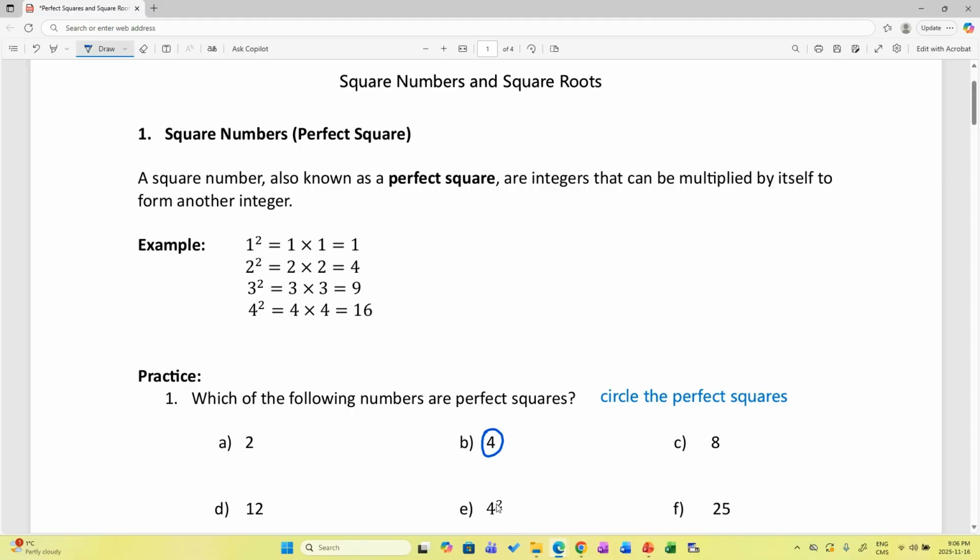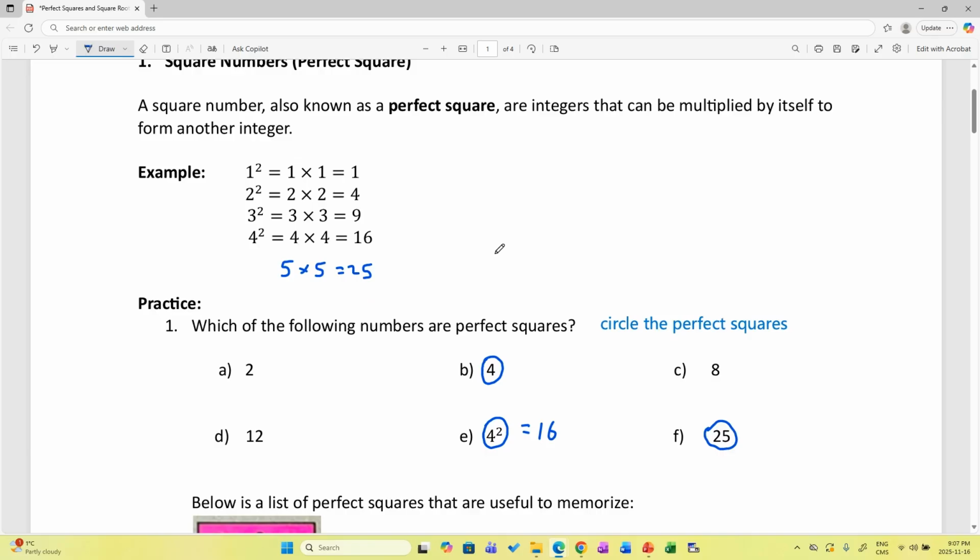What about 4 squared? Well, 4 squared is already up here. It's basically 4 times 4, which equals 16. So an integer multiplied by itself to get another integer. So 4 squared is a perfect square, and it just equals 16. And 16 is also a perfect square by definition then. What about 25? Are there whole numbers or integers that I can multiply by itself to get to 25? Yeah. What about 5 times 5? Yeah, that gets me 25. Hence, 25 is also a perfect square.